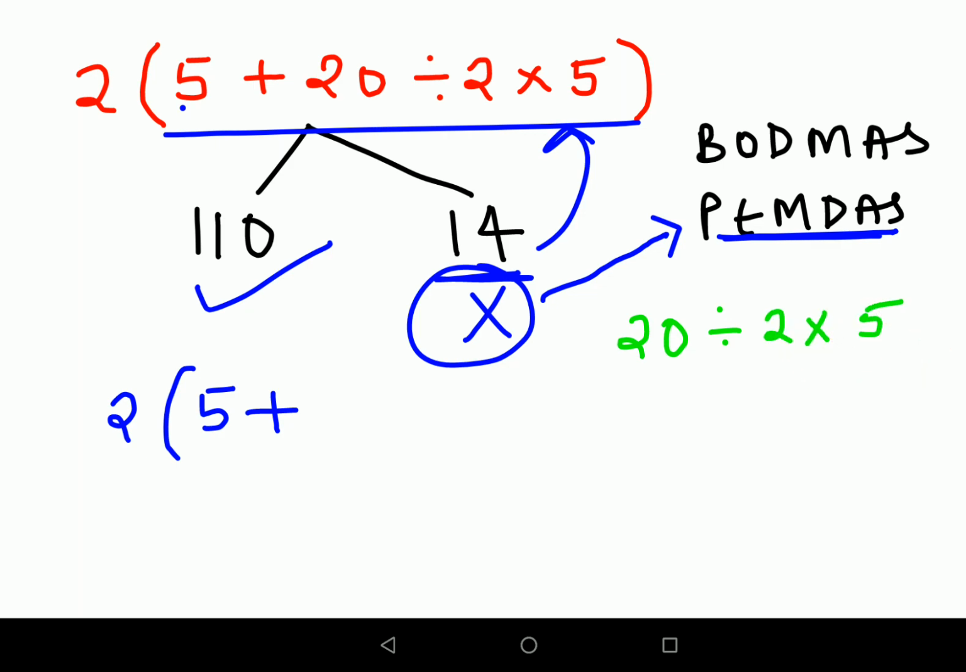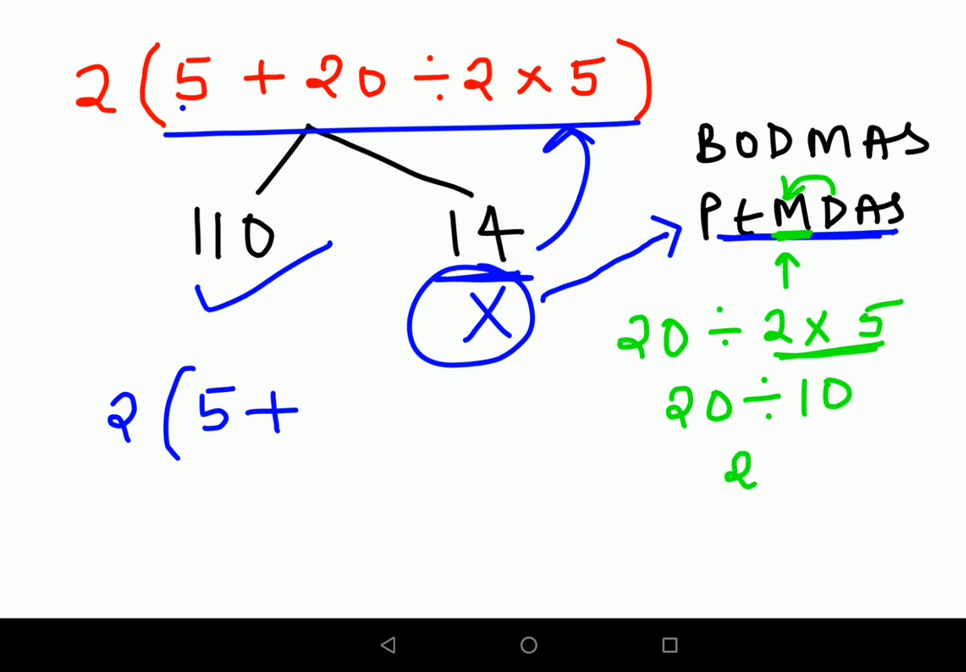But now if you think that you're following PEMDAS, then what you would have done is 20 divided by 2 into 5. I'm writing this separately. If you're following PEMDAS, you would have done multiplication first, because in PEMDAS multiplication comes before division. So 20 divided by 2 into 5 gets you 10, and the final answer for this one would be 2. Now imagine if this is correct.